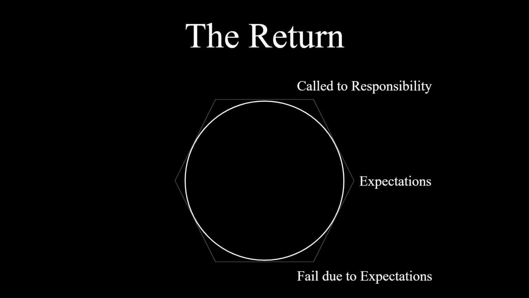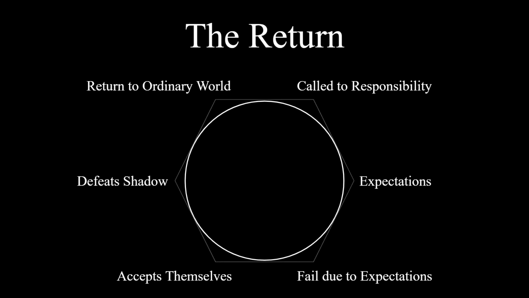The distinction between these two plots is better understood when examining the basic plot outline of each. The return can be summarized as: a nobody is called to their responsibility as a chosen one. Internal and external conflict grow as they aren't living up to the demands and expectations. This internal conflict consumes them, and they begin to fail. They are able to accept themselves as the chosen one. The chosen one defeats their shadow, who is usually the antagonist or a character who parallels the protagonist. Finally, they return to the ordinary world as the chosen one.